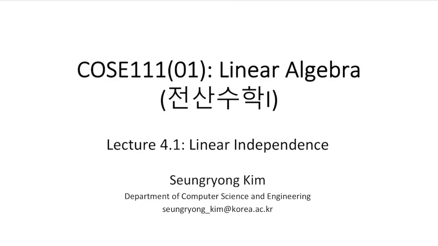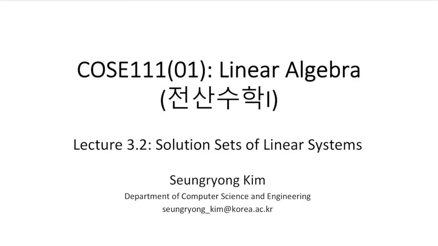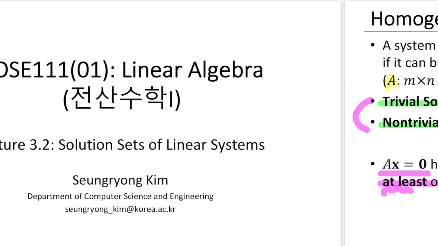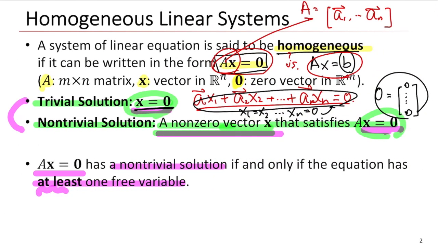Let's start. Today we're going to talk about linear independence. Before starting, let's recap what we learned last week. We were talking about the solution set of the linear system, right? So we were talking about the homogeneous linear system. The homogeneous linear system means something like AX equals B, right?